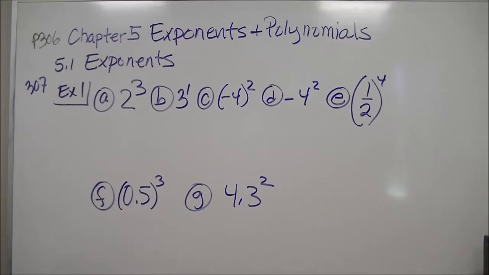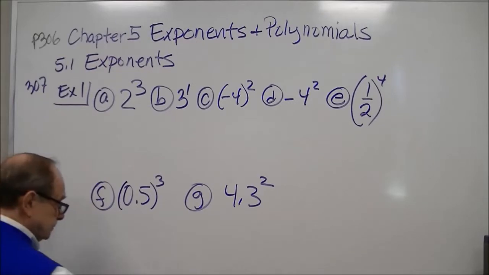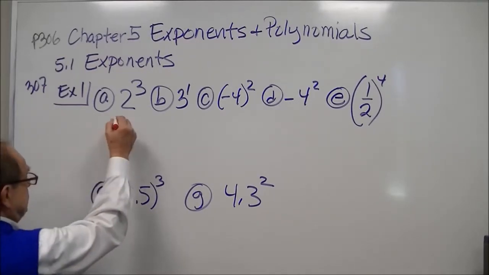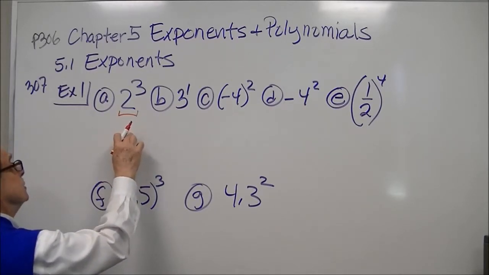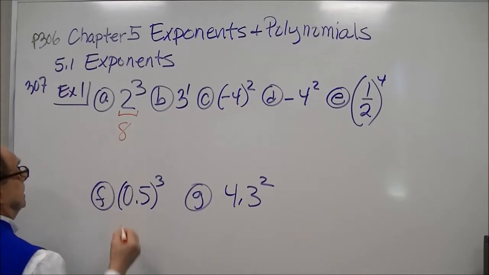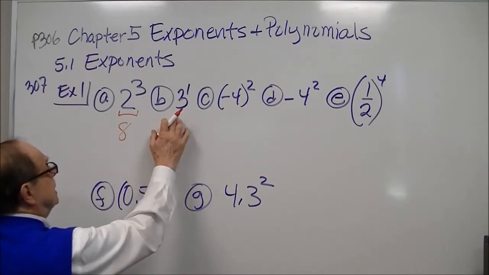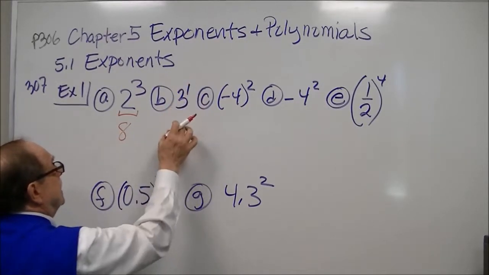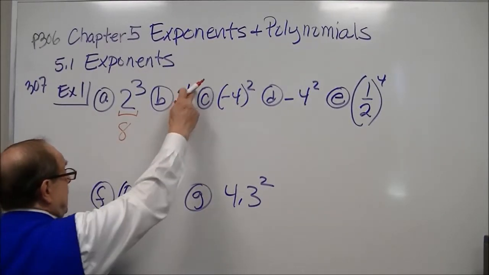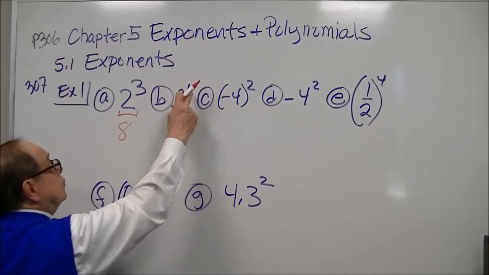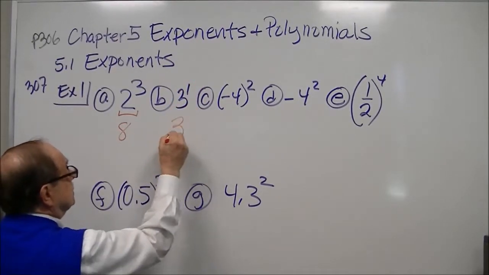Okay, now going on to some specific examples. And the key is, what is the base? So, we see the base here is a 2. So we're saying 2 times 2 times 2. Well, that will be 8. Now, here they're saying 3 to the 1st power. Well, every number that doesn't have an exponent by it has an unwritten 1. So this is just 3.